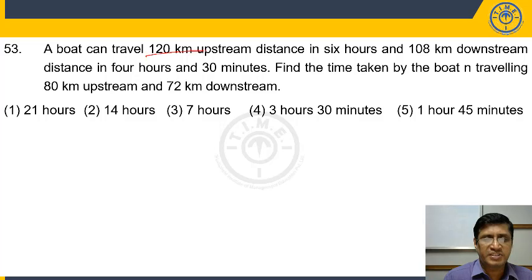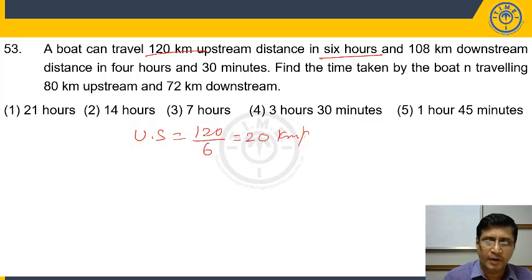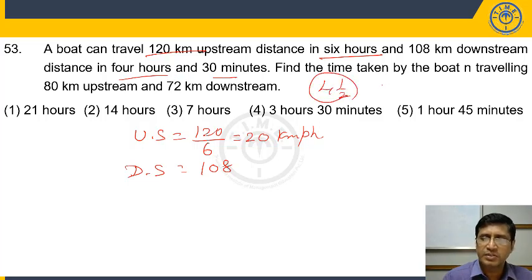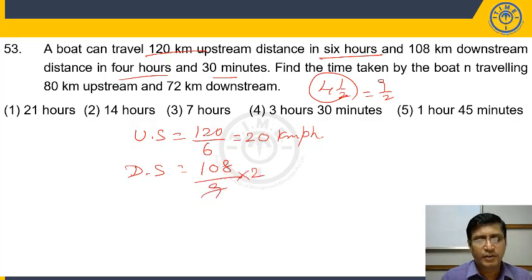Upstream distance is given and the time is given. So what is the upstream speed? 120 by 6, that is 20 kilometer per hour. And downstream distance is given, that is 108 covered in 4.5 hours. 4.5 hours means it is 9 by 2. So 9 by 2 means 9, I am taking 2 other side. So 9 goes how many times in 108? 12 times. So the downstream speed is 24 kilometer per hour.